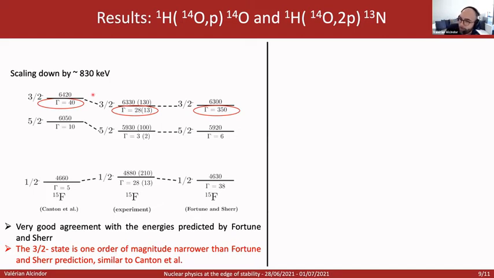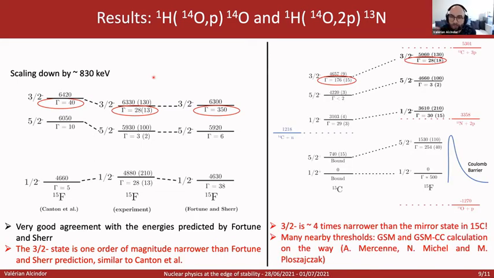Yeah. And have you compared these partial widths that you're getting with the spectroscopic factors for carbon-15, the mirror nucleus? How do they compare? So the only thing is, I didn't calculate the spectroscopic factor for carbon-15.